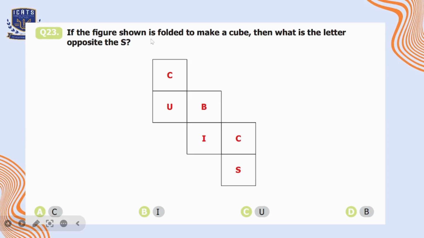Question number 23. If the figure shown is folded to make a cube, then what is the letter opposite to S? So when we fold this first part of the cube, U will be on the left side of the B and C will be folded and it will come on the upper side of the B. Then similarly, when we fold I, C and S, I will be under B and C will be on the right side of the B. And at the end, S will be exactly opposite of B. So option D is the correct option here.